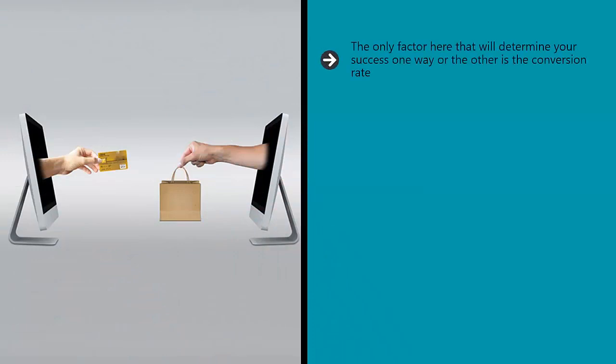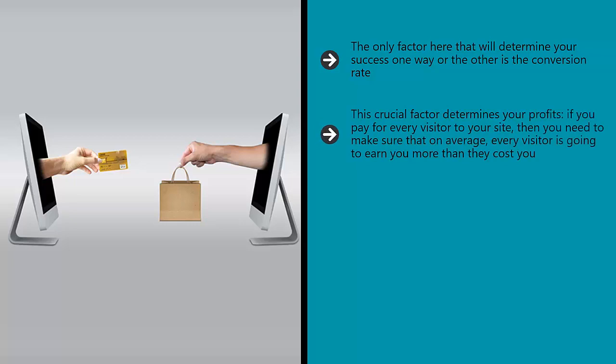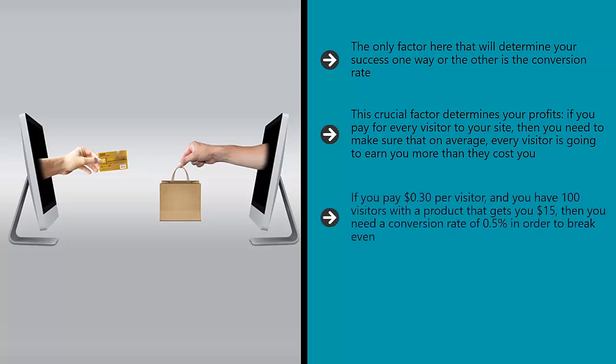The only factor here that will determine your success one way or the other is the conversion rate. What percentage of people who visit your site end up clicking on your Buy Now button and placing an order? This crucial factor determines your profits. If you pay for every visitor to your site, then you need to make sure that on average, every visitor is going to earn you more than they cost you. If you pay 30 cents per visitor and you have 100 visitors with a product that gets you $15, then you need a conversion rate of 0.5% in order to break even. 50 visitors will cost you $15, so as long as one of them buys something from you, you're good.